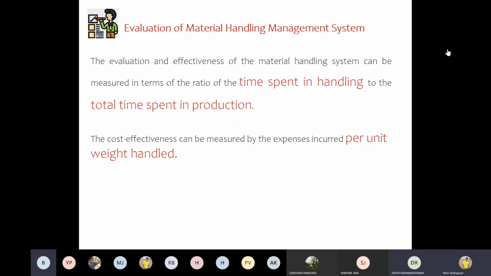Sir, I sort of got that, but what I don't see is why we are comparing it with the total time spent in production. I don't see how it's related to the way we think of return on investment. I don't see why we need to consider total time spent in production in the denominator.